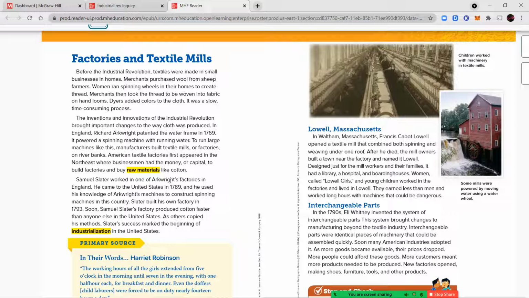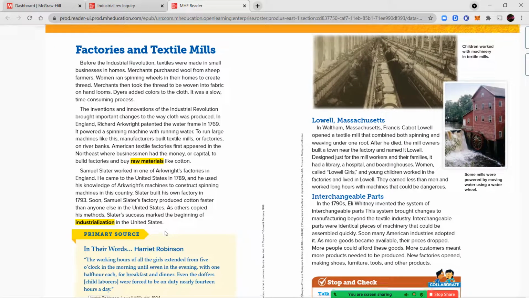Samuel Slater worked in one of Arkwright's factories in England. He came to the United States in 1789, and he used his knowledge of Arkwright's machines to construct spinning machines in this country. Slater built his own factory in 1793. Soon, Samuel Slater's factory produced cotton faster than anyone else in the United States. As others copied his methods, Slater's success marked the beginning of industrialization in the United States.